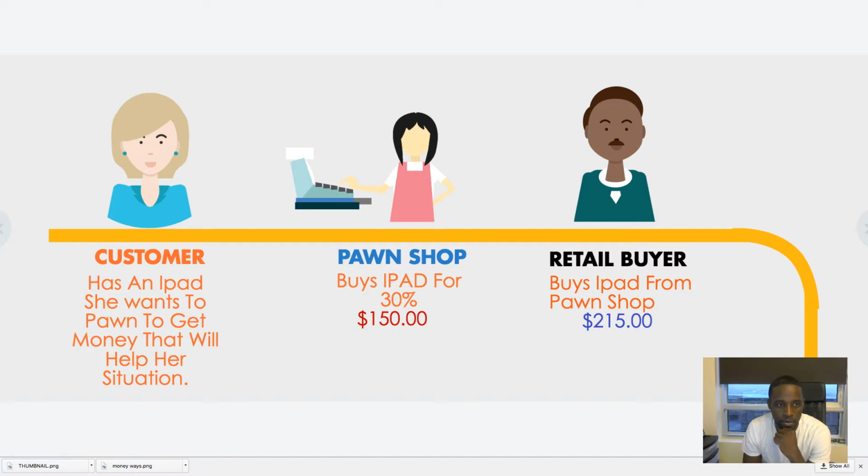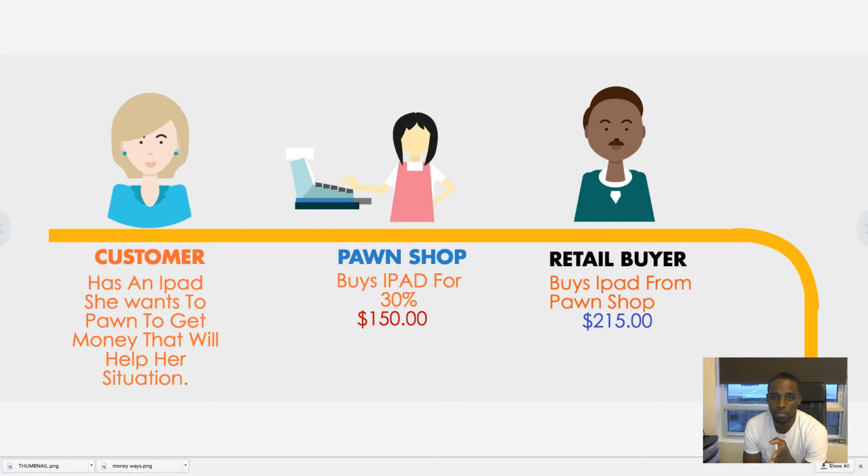Okay, so, you get the point. The customer has an iPad she wants to pawn to get money that will help her situation. So this customer is motivated. There's something going on in her life where maybe she has to pay a speeding ticket. Something's going on where she has to pay something, so she's willing to give up her iPad and sell it at the pawn shop.